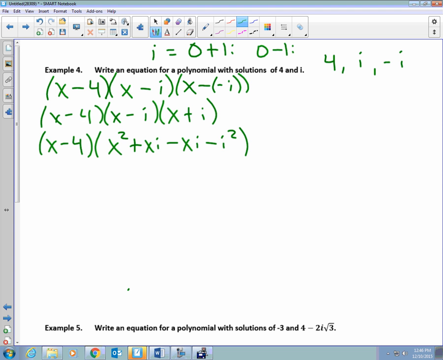What happens to the xi's? They cancel, and they should because they are conjugates, right? Notice they are always conjugates because that's the definition of the solutions. So they will always end up canceling. It's so nice. So these go away. What is negative i squared?